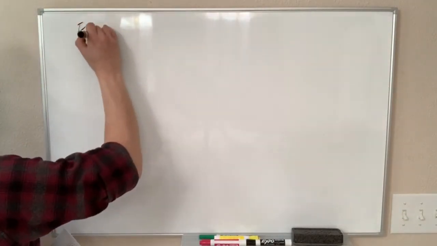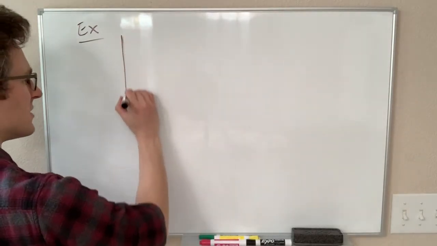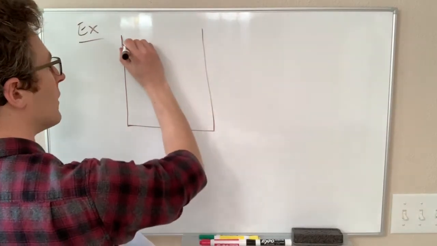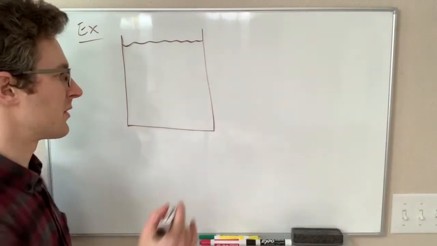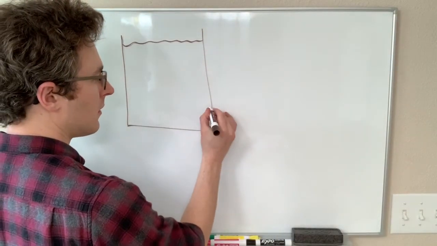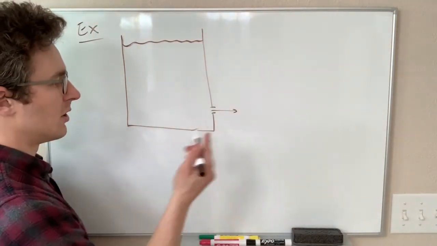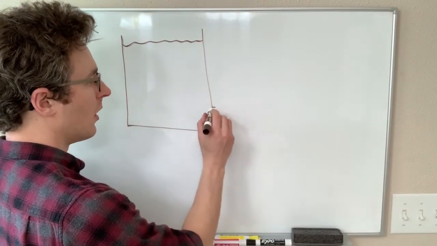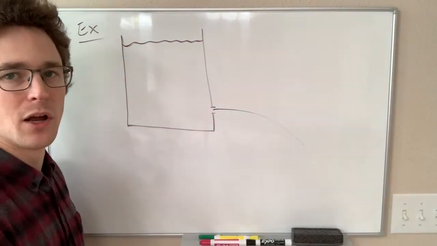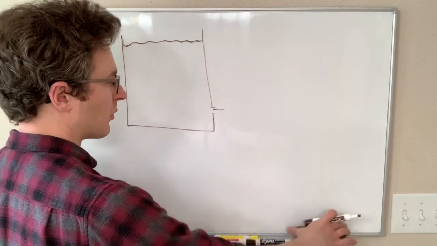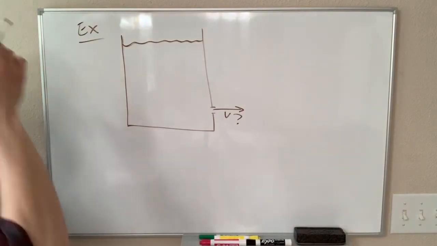Let's do one example. This is a classic Bernoulli's equation example. Let's say we have a container filled with water, and maybe this is a big jug or a big tank or something like that, and there's a hole in the tank where water can flow out. In real life, we'd see this water stream, maybe following some parabolic path as it streams out of the container. We're not going to worry about the path it takes. We're just going to worry about what its velocity is right as it comes out of the hole.